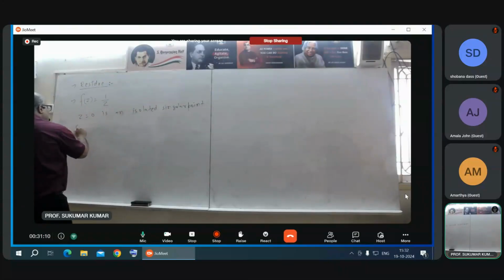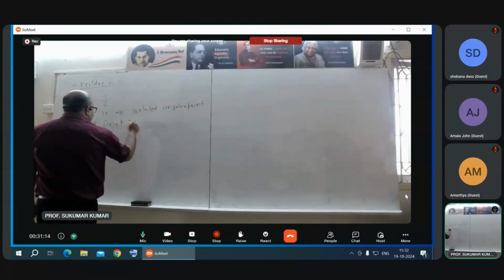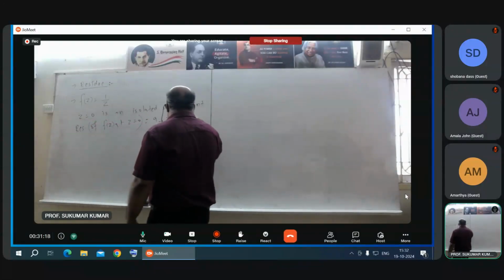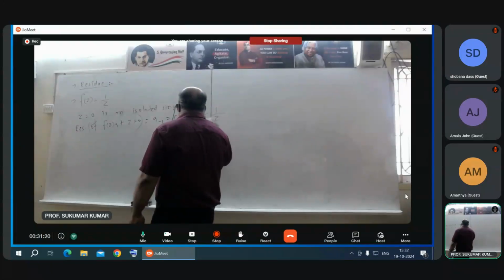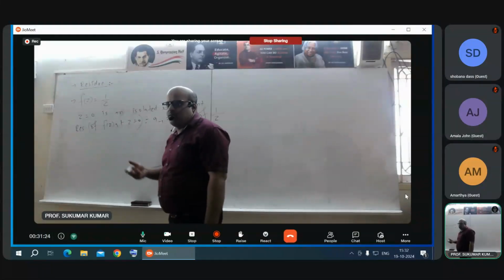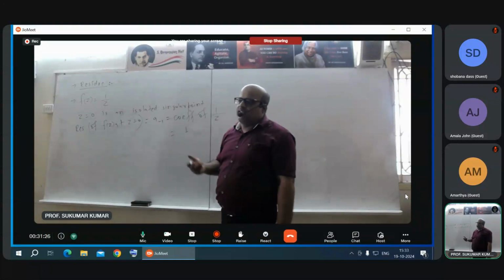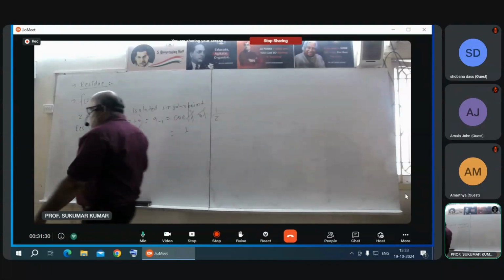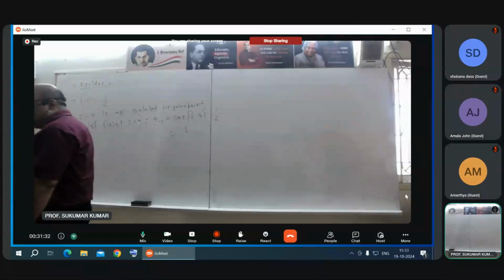So we will find the residue of f(z) at z equal to 0: the coefficient of 1 by (z minus a). What is the coefficient? 1. For 1 by z, I will give 1; for 2 by z, I will give 2; for 3 by z, I will give 3. You will go by formula; you can find it directly by formula also.